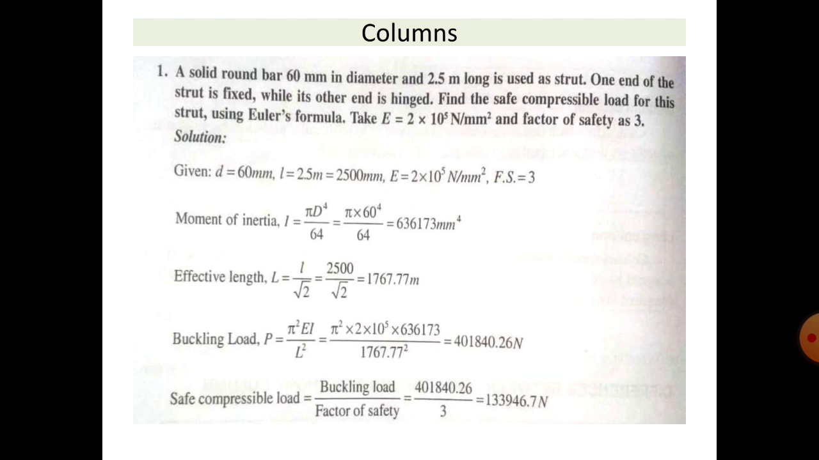Find the safe compressible load for this strut using Euler's formula. You have to calculate the load, that is, the crippling load is equal to pi square EI by L square. That is the formula you are going to use. E is given, it is 2 into 10 raised to 5 Newton per mm square, and the factor of safety is given.